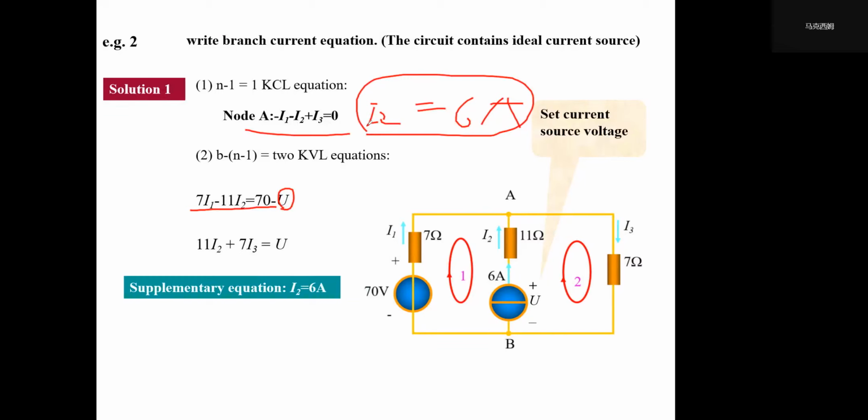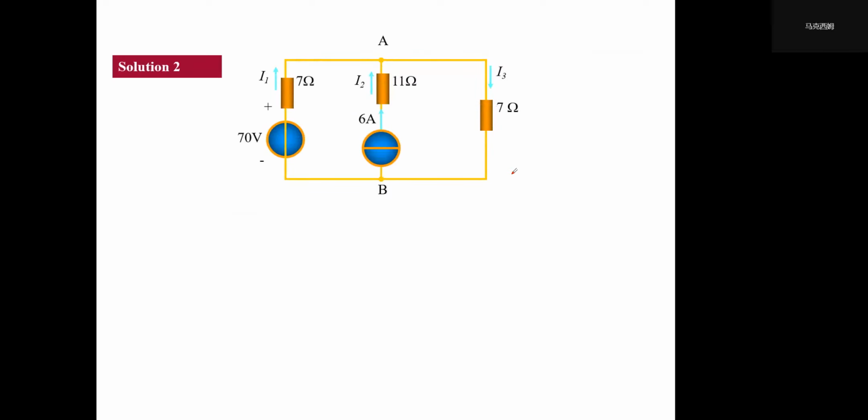Right, so once we put this I2 equals 6 in it, then we have 3 equations about 3 unknown variables. I2 is known, and I1, I3 and the voltage of the current source U are unknown, so we can solve it. But actually, that is not the most genius solution. We will have several other supplementary ways to do it.